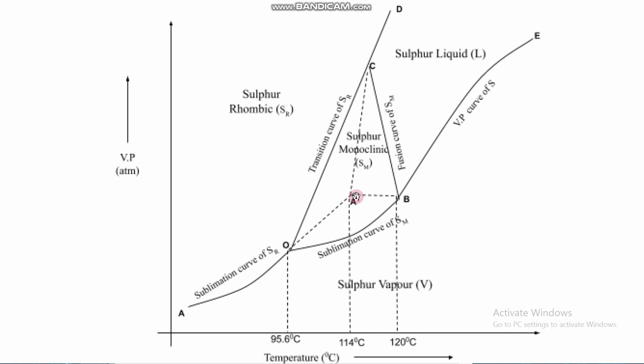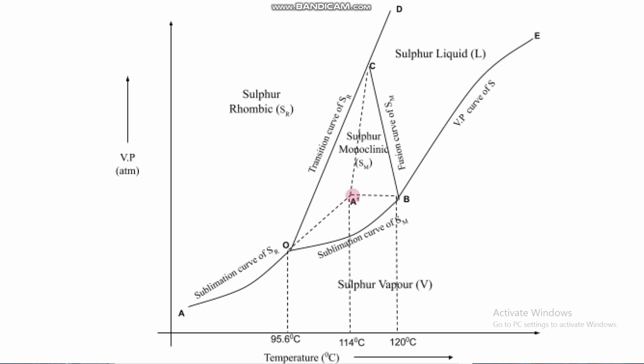And the last triple point is A dash. Three curves meet here: BA dash, OA dash and CA dash. When studying this triple point, we should neglect these three curves. So at this point sulfur rhombic, sulfur liquid and sulfur vapor are in equilibrium with each other. This system is also invariant. Degree of freedom is 0.